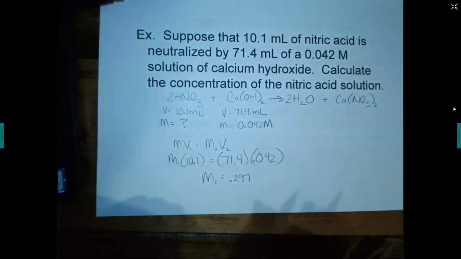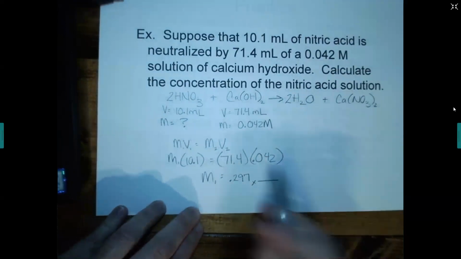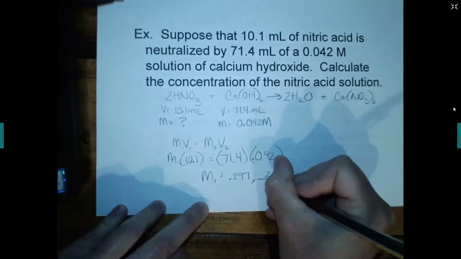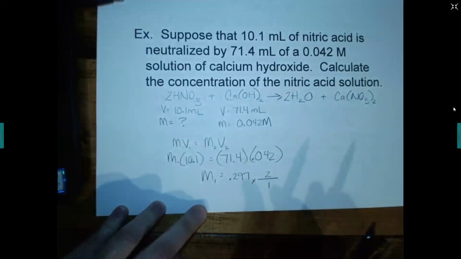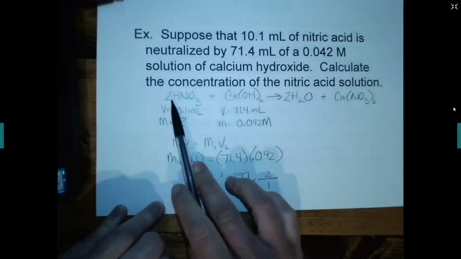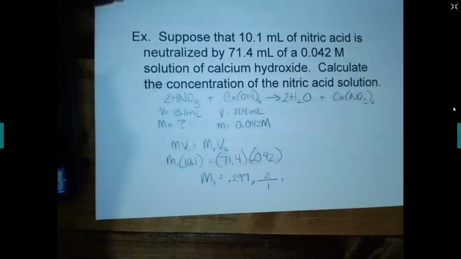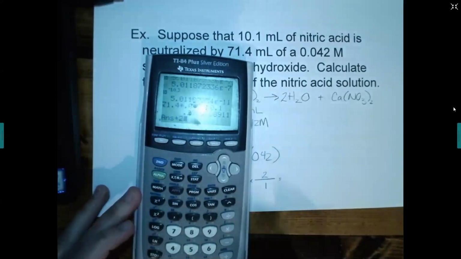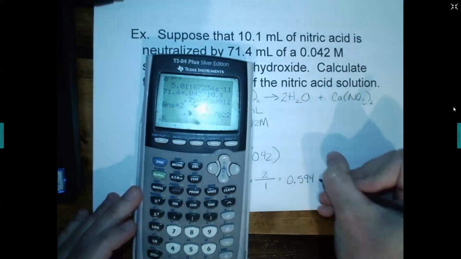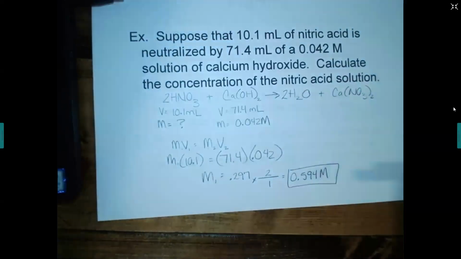And then don't forget to do the stoichiometry part of this. You're going to put the unknown on top, so that's a 2. The known on the bottom, that's a 1. Where am I getting these numbers from? I'm setting up a mole ratio. That's coming from the coefficients. Unknown over known, 2 over 1. So if I multiply this number I just got by 2, I get 0.594 as my molarity. And that's the answer.